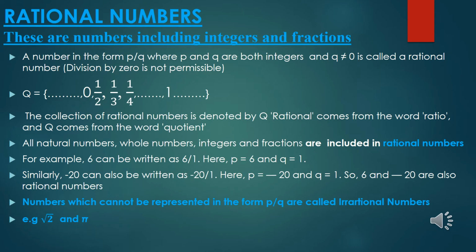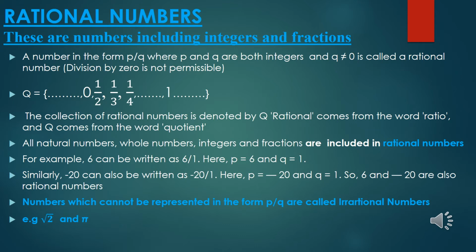Coming to the main topic, that is rational numbers. These are numbers including integers and fractions. We can define it as a number in the form p by q, where p and q are both integers, and q is not equal to 0, is called a rational number. Division by 0 is not permissible. It is represented as shown, and the collection of rational numbers is denoted by Q. Rational comes from the word ratio, and Q comes from the word quotient.